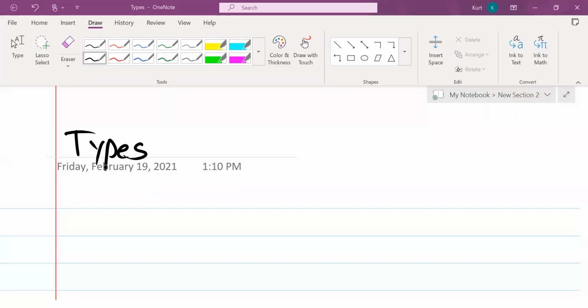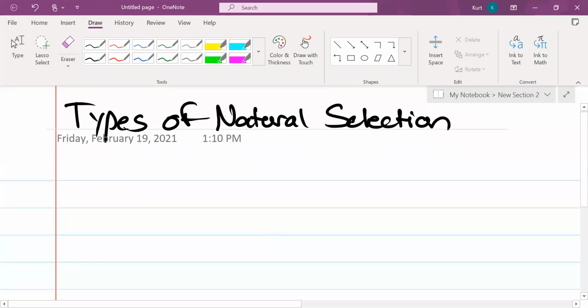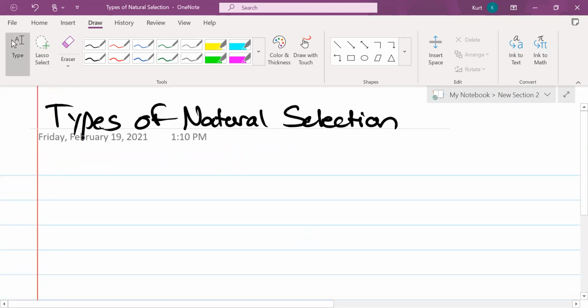Okay, perfect. Types of natural selection. There are three main types. And what I want to start off with, just as a reference, is three different colors of moth, but they're the same species.